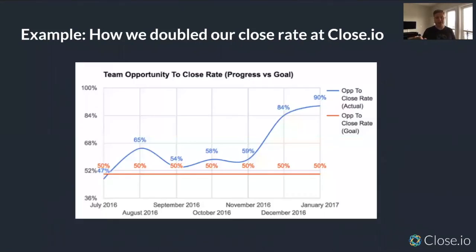And here are the results. We started this in June of 2016, and here's our actual opportunity to close rate against the goal. The first couple months, revenue was flat. We didn't create as much, but then as we got better at it, we started to grow and move forward. And obviously, only for the first 2 or 3 months was this the main KPI.